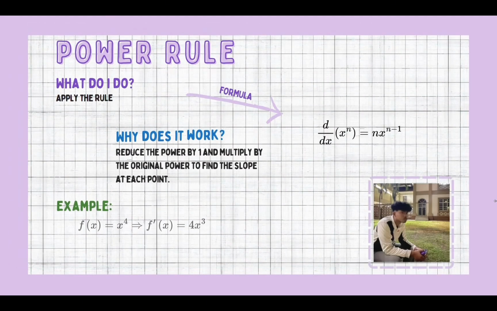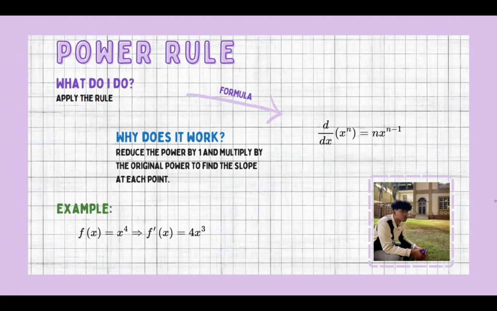So next, let's begin with the power rule. This rule is used when we have a variable raised to a power. What do we do? I multiply the exponent by the variable, then I subtract 1 from the exponent. Why does it make sense? Because it reflects how steeply the function is changing at each point.